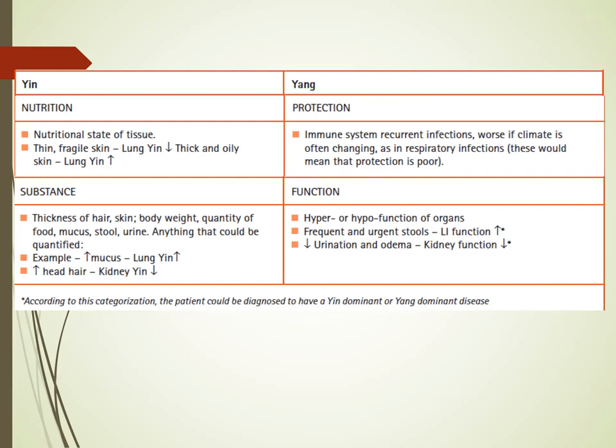Sa yin, we have the substance and the yang is for function. Sa yin, thickness of hair, skin, body weight, quantity of food, mucus, stool, urine, anything that could be quantified. An example nito is increased mucus, lung yin increase, increased head hair, and kidney yin deficiency, pababa. Sa yang, there is hyper or hypofunction of organs. There is frequent and urgent stool, large intestine function, pataas or increase, and decreased urination and edema, kidney function is decreased.